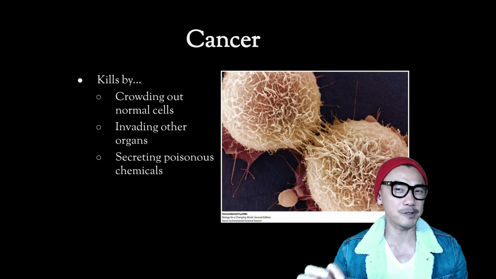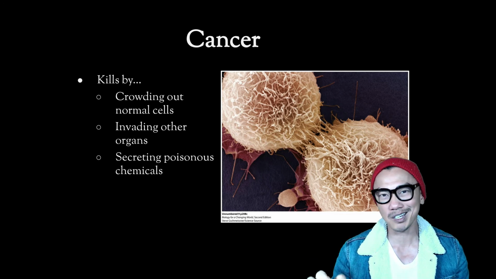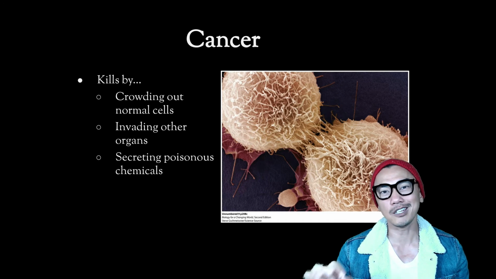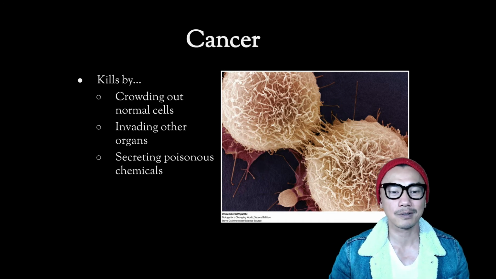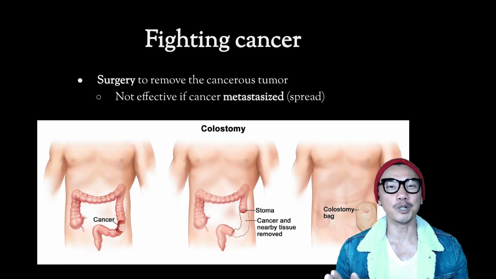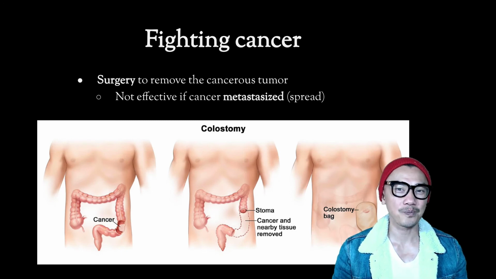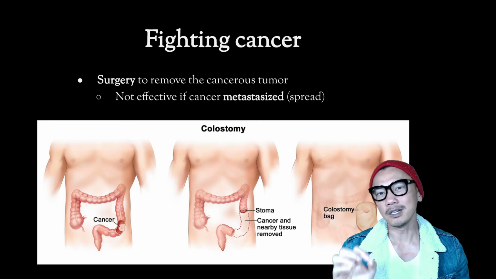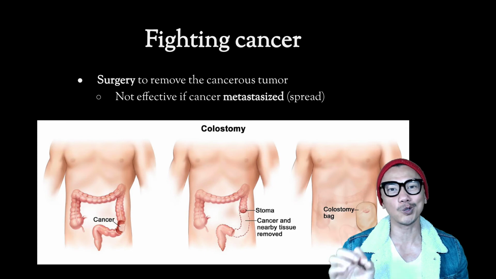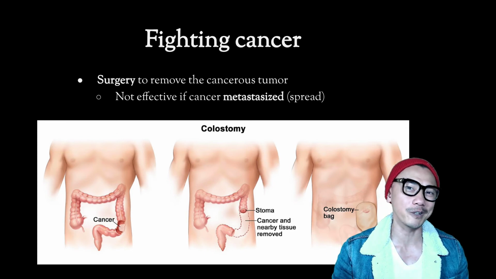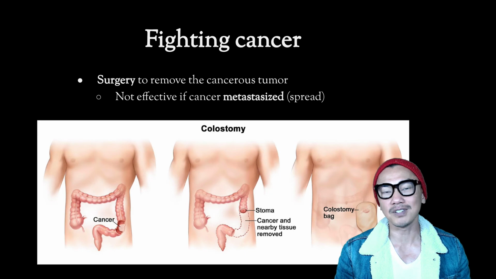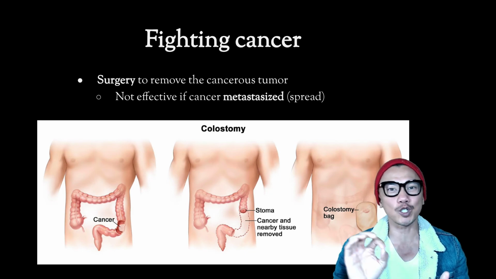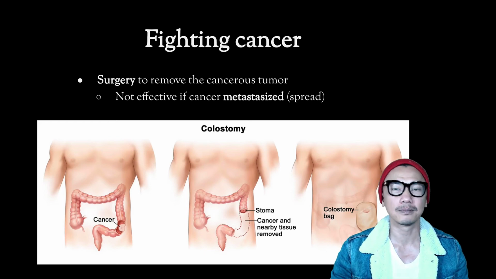Cancer can be a fatal disease because cancer cells can kill by crowding out normal cells, invading other organs, and secreting poisonous chemicals. There are different ways in which we can fight or treat cancer. The first is surgery, where we physically remove the cancerous tumor. It's most effective if the cancer is localized or only found in one place. It's not effective if the cancer has metastasized. To metastasize is to spread to other parts of the body.